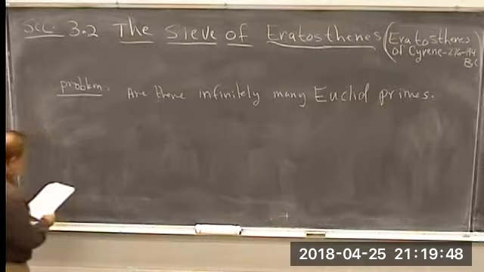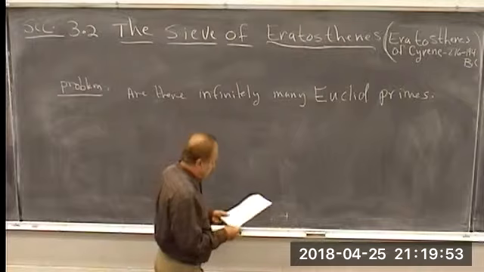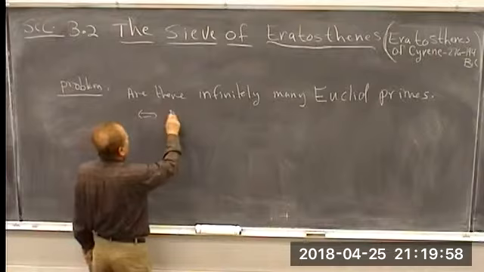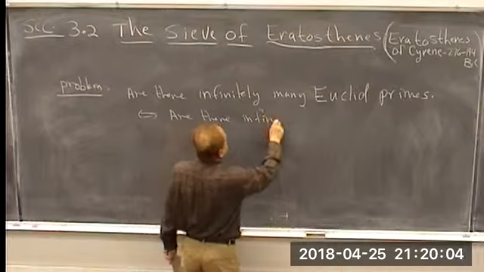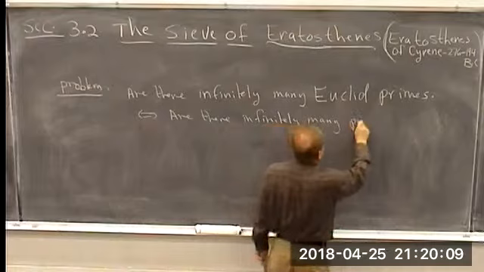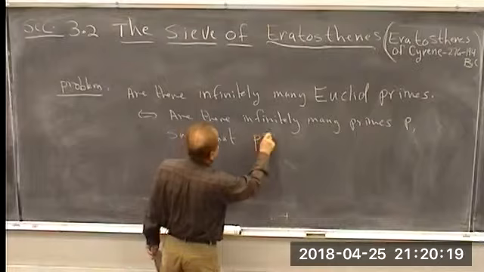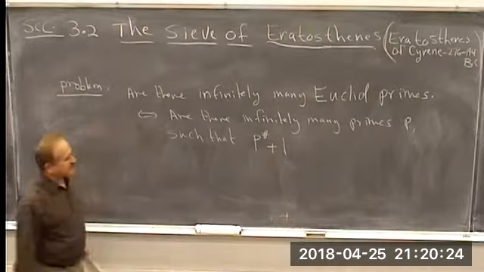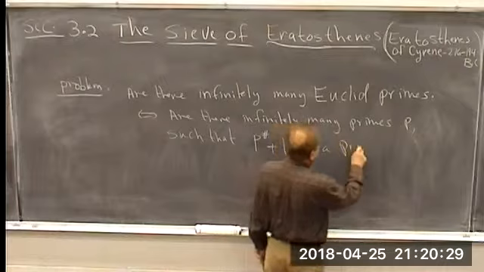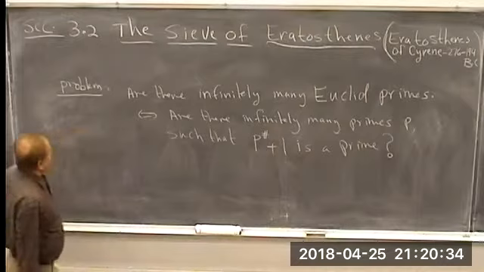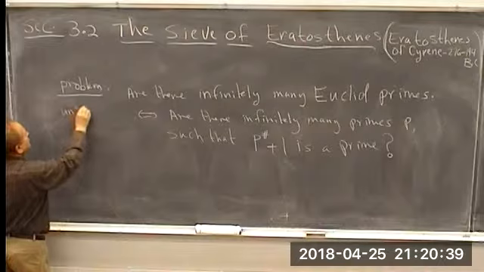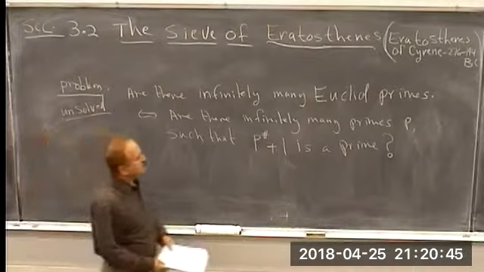Or we can put it in a different way. This is equivalent to saying: are there infinitely many primes p such that the Euclid number associated with this p, which is this, is a prime? Believe it or not, this is actually an unsolved problem. This one is unsolved. We don't know if there are infinitely many such primes.